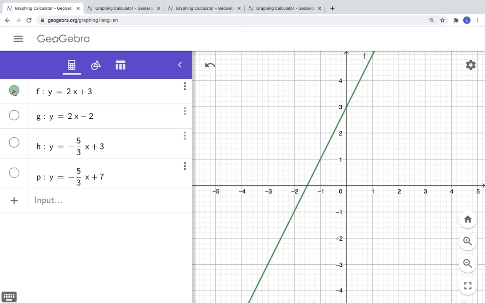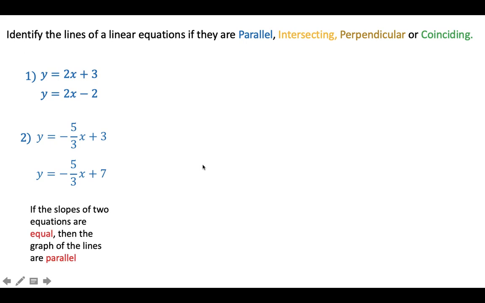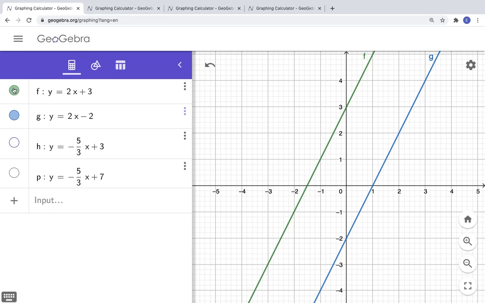The same with the first set of equations. They have the same slope. The slope here is 2, and the other equation has a slope of 2. That is why their lines are parallel. So we can conclude that if the slopes of the two equations are equal, then the graph of the lines are parallel. So we have another two sets of equations here. Let us identify them.